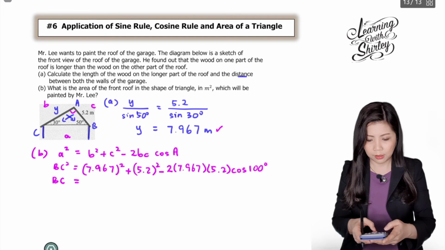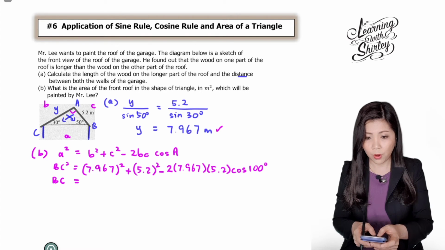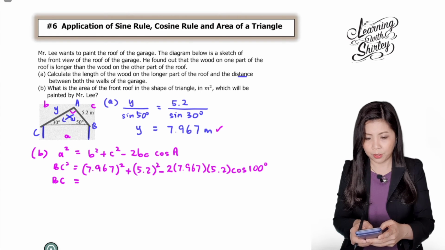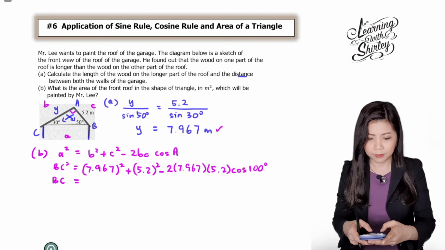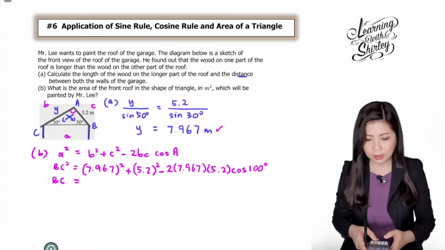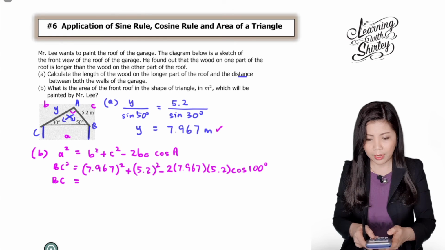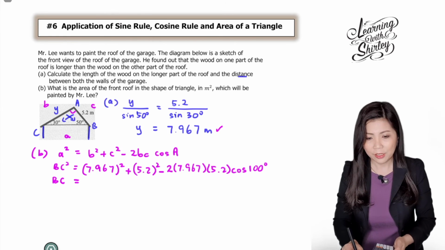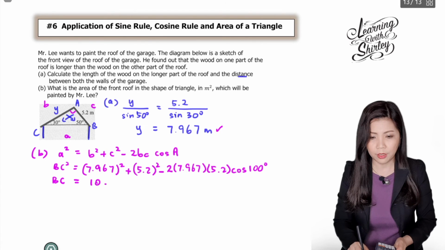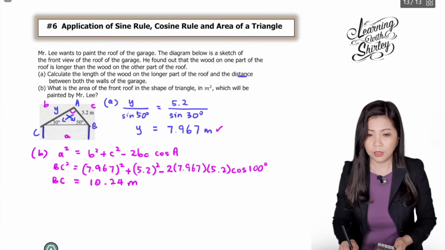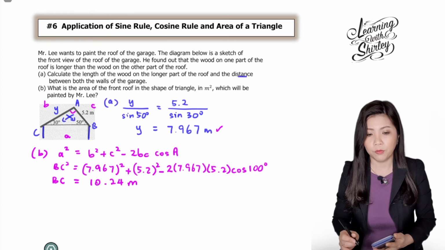Now we can calculate this. 7.967 squared, plus 5.2 squared, and then minus 2 times 7.967 times 5.2, times cos 100. So we get the answer, then after that we square root the answer. So we'll get 10.24, and it is in meters. So this will be the distance between both the walls.